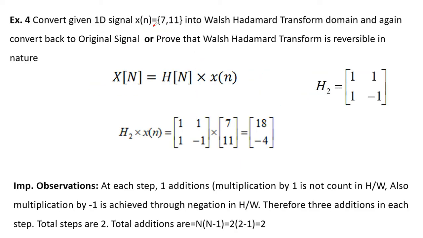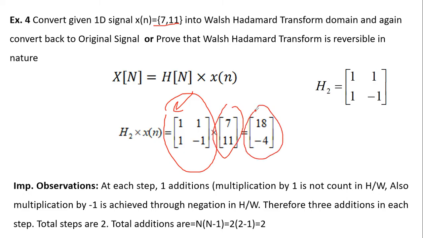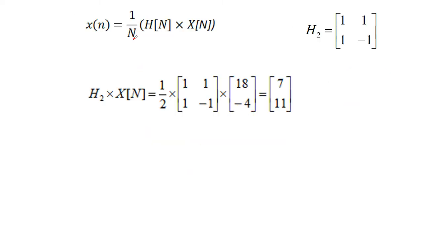This is another problem with signal 711. In a similar way, this is the Hadamard matrix and the input signal. We do the multiplication and we get this value. After that, to get back our original signal, 1 by n, again H of n into capital X of n, we will get back the original signal.